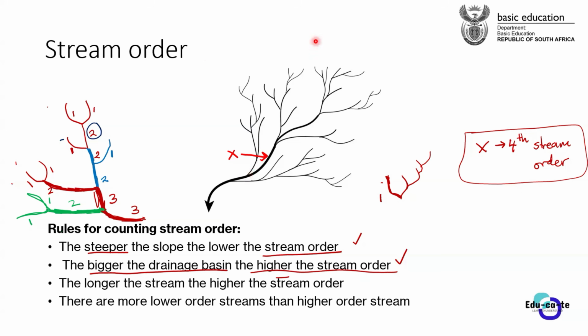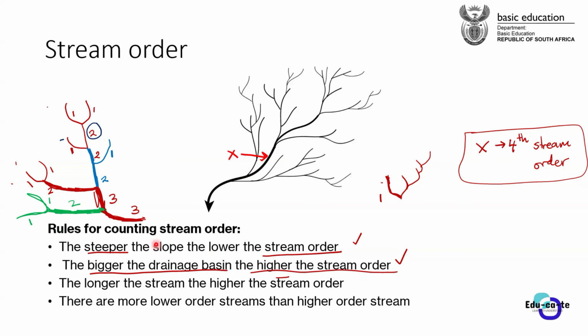Because it's a bigger river, it has a chance of having more higher-order streams. That's why we say there's a higher stream order when you've got a bigger drainage basin. But if it's a smaller drainage basin, let's say your river is not so big, it's not even going to the ocean, it's just ending in your village.